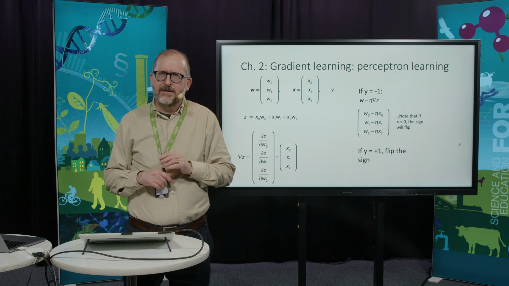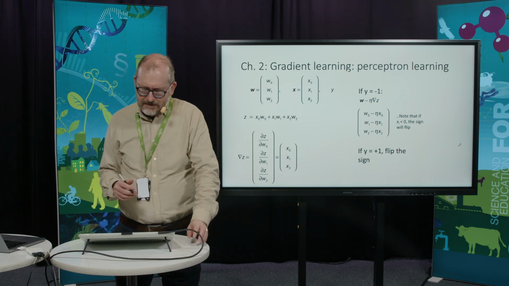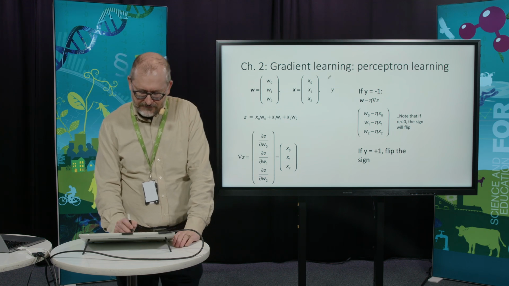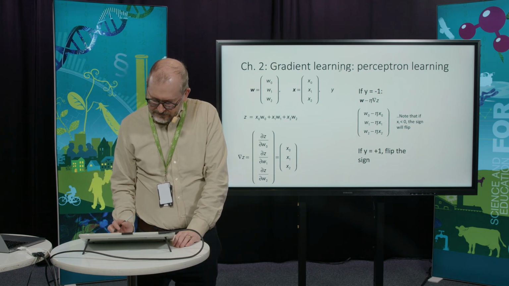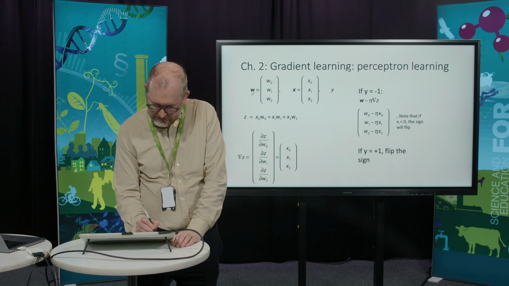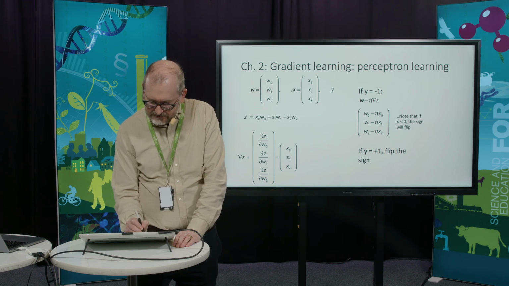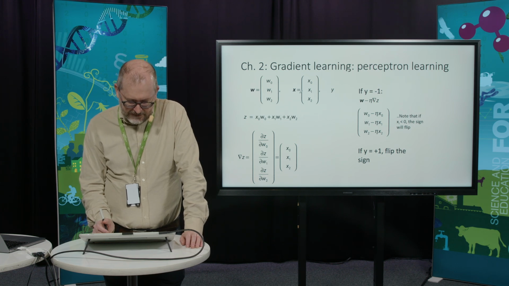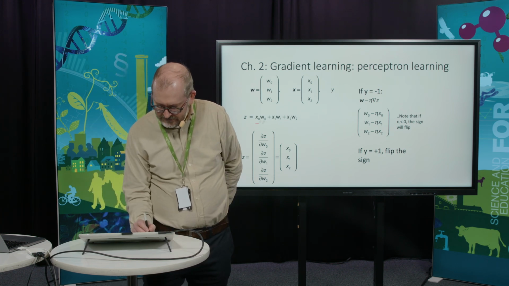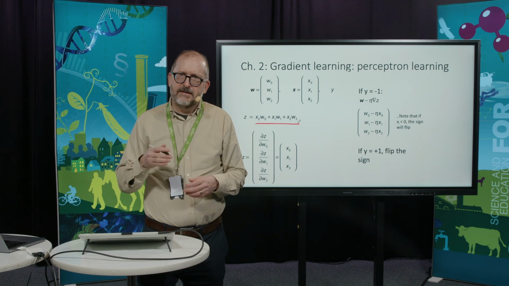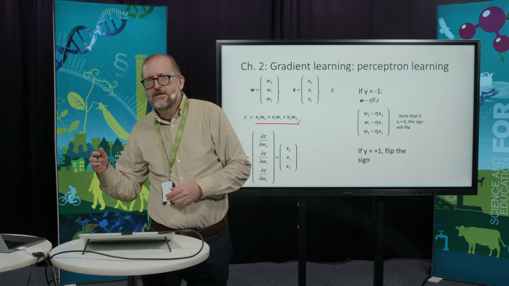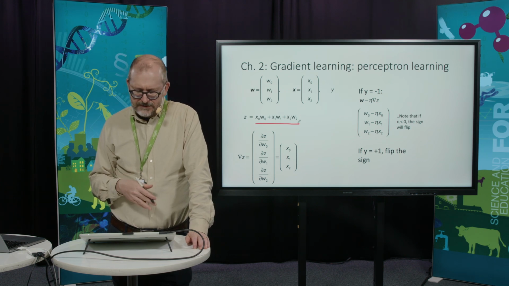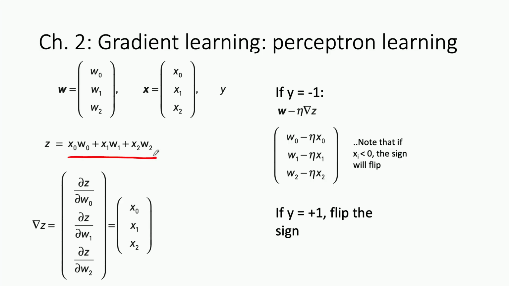So let's apply gradient descent to the perceptron, and hopefully you'll see where this algorithm for adjusting the weights of the perceptron came from. Again, here we have our vector of weights and our vector of inputs. And we said that z is just the sum of x naught times w naught plus x1 times w1 and so on. And we're going to take the sign of that, but first we're just going to differentiate with respect to just the z part.